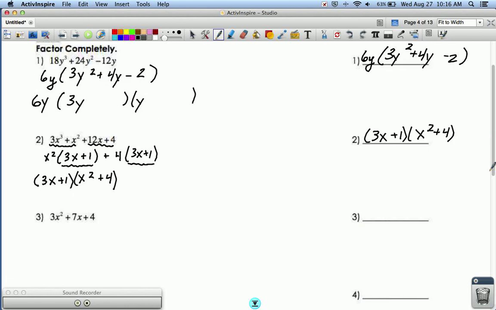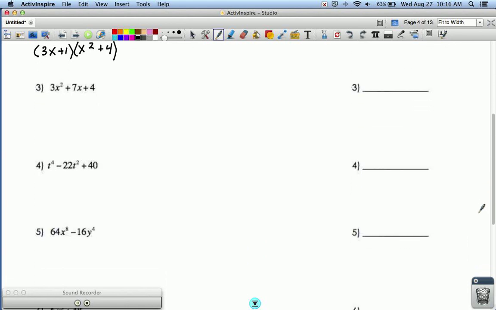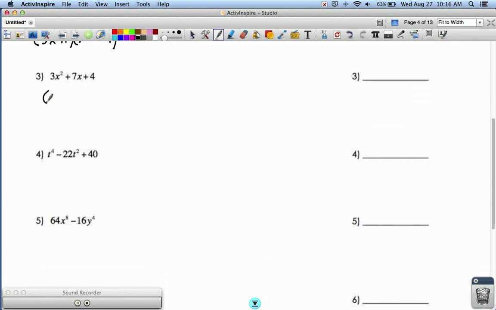X squared minus 4, of course, would be. So this one, we're looking at a 3x and an x. 4 has a couple options. We could have a 4 and a 1 or a 2 and a 2. Well, let's think about this. If I do a 2 and a 2, I get 6 and 2, which makes 8. No good. If I do a 4 and a 1, I get 3 and 4, which makes 7. So we got our middle term. 3x plus 4 and x plus 1.